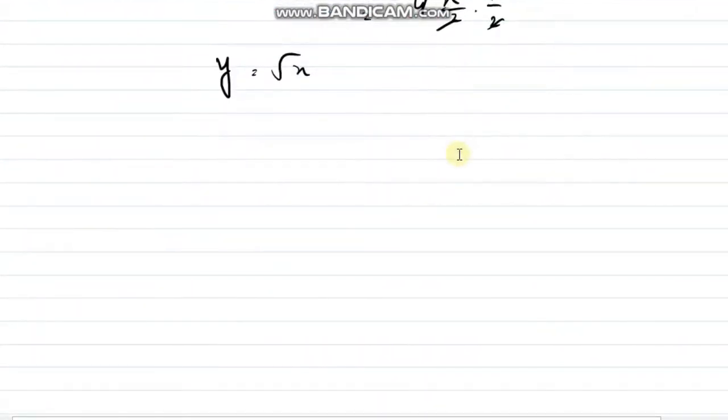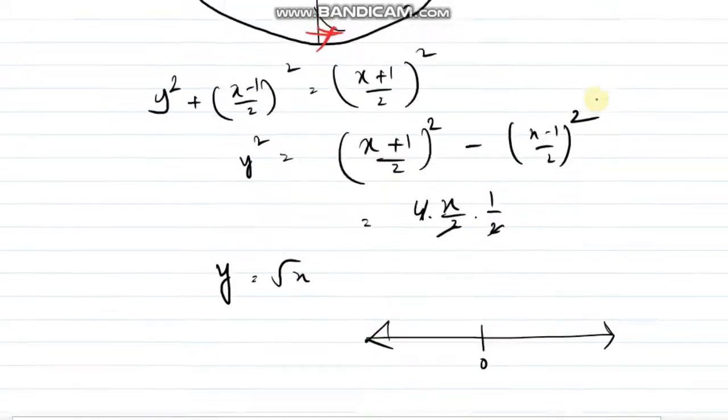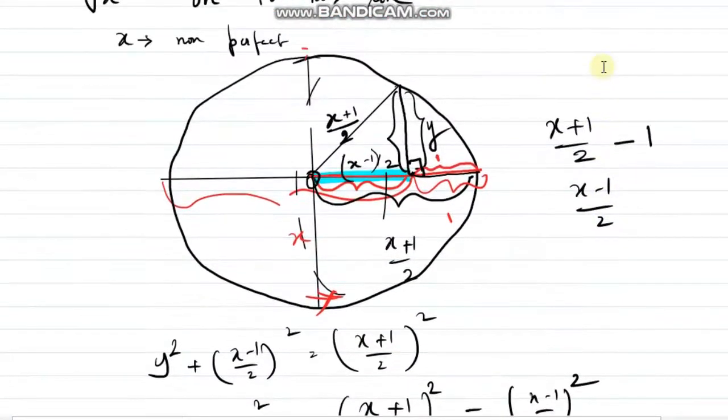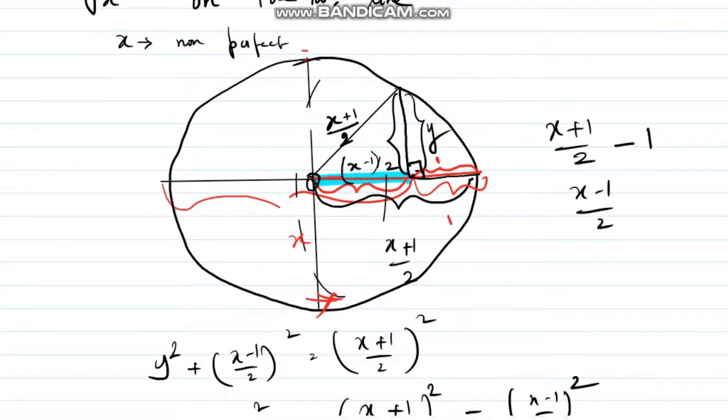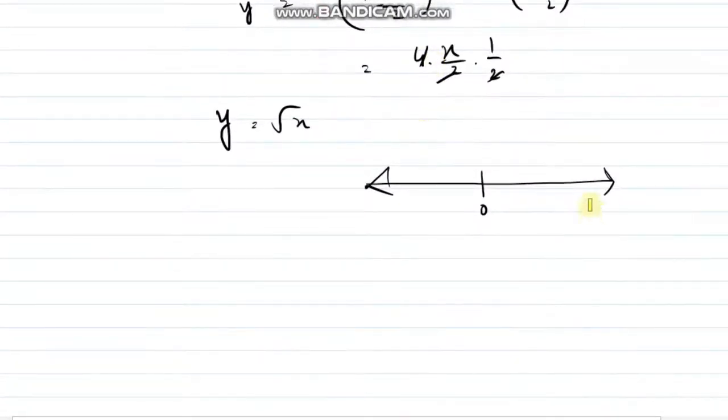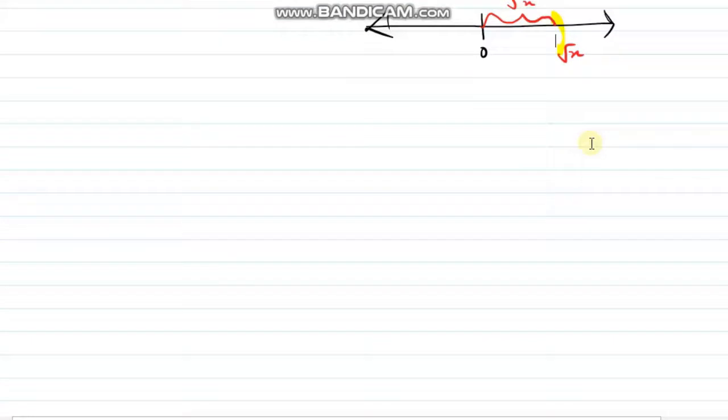Now I will draw a number line, and suppose this is 0. I will take the measurement length of this line, that is root x, right? From this 0 I will cut this portion over there, and I will write this is my root x. So this is in general.